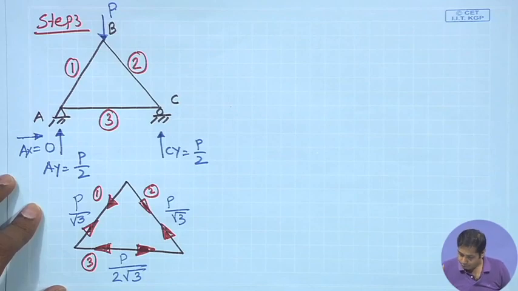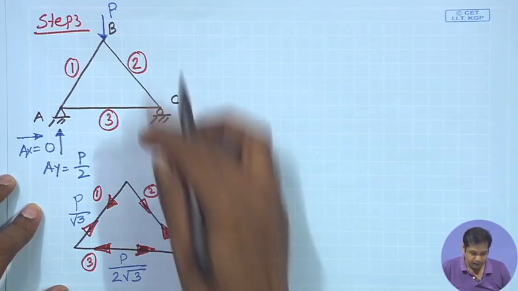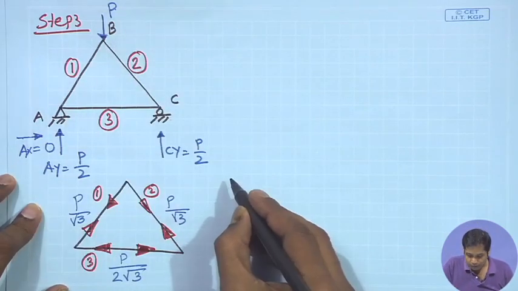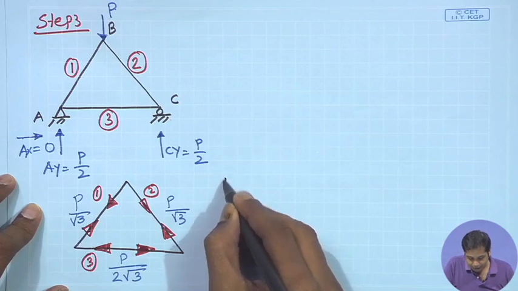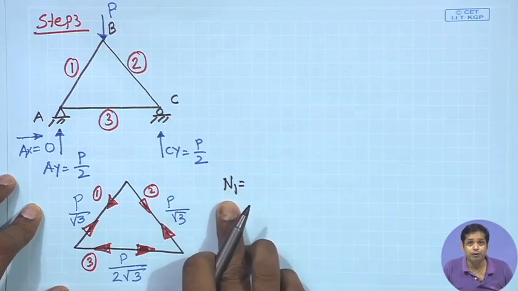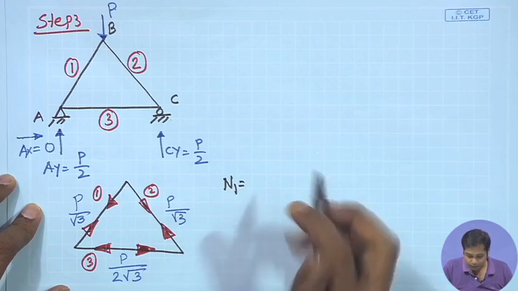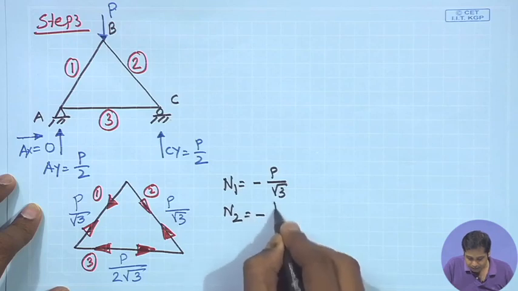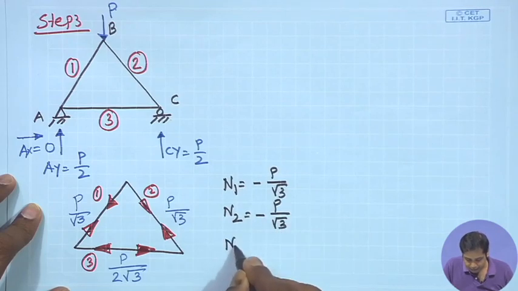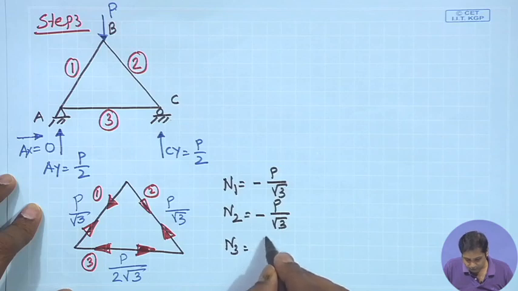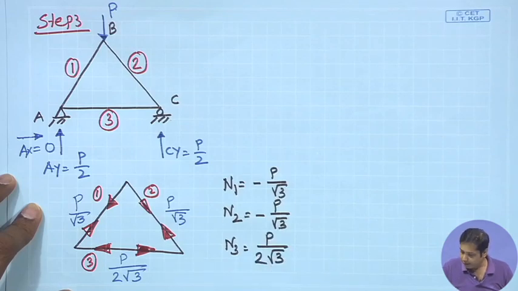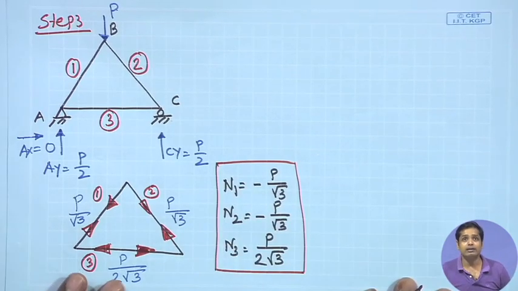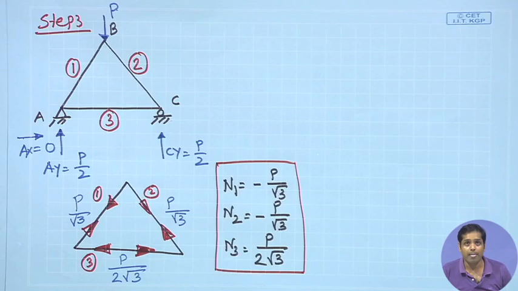Now, if you remember unit load method, so this is the structure subjected to actual load. So, we write N1, which is the member force in member 1, it is minus P by root 3, then N2 is equal to same minus P by root 3, and then N3 is equal to P by 2 root 3. This is the forces in members when the structure is subjected to actual load.